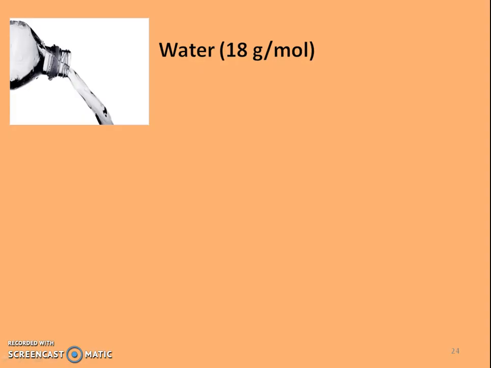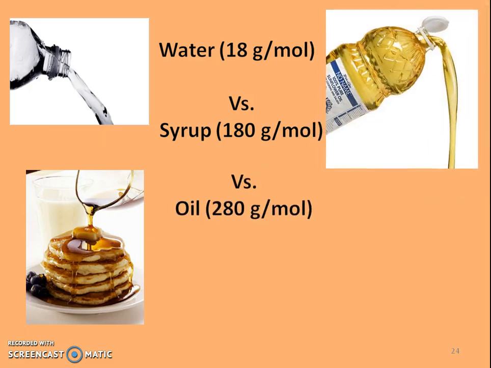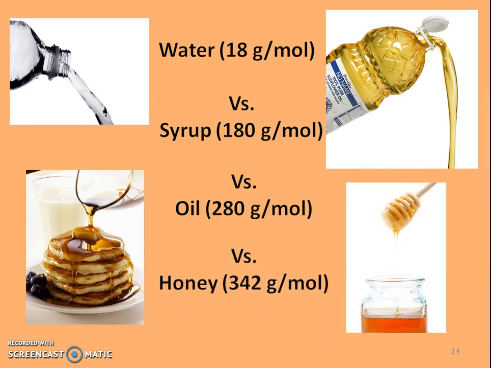So here's an example. Water, 18 grams per mole. Then we have syrup, a little thicker substance. I looked it up, it's about 180 grams per mole. Then we have something like oil. Now, oil and syrup to me kind of are similar, as far as flow, but oil has a higher molar mass. And then we have something like honey.